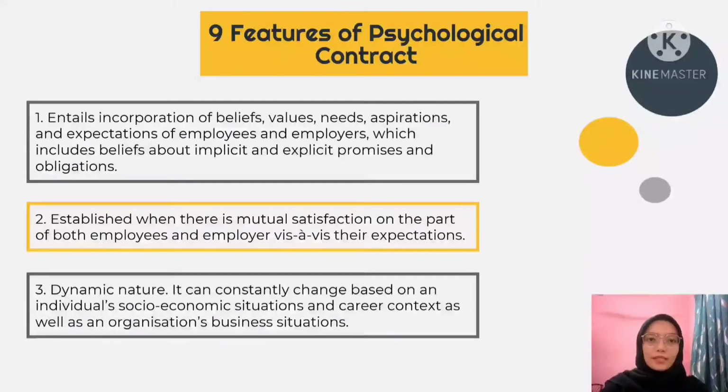The first one is psychological contract entails incorporation of beliefs, values, needs, aspirations, and expectations of employees and employers, which includes beliefs about implicit and explicit promises and obligations. The second one is psychological contract is established when there is mutual satisfaction on the part of both employees and employers vis-a-vis their expectations. The third one is psychological contract is of a dynamic nature. It can constantly change based on an individual's socio-economic situations and career context as well as an organization's business situation.